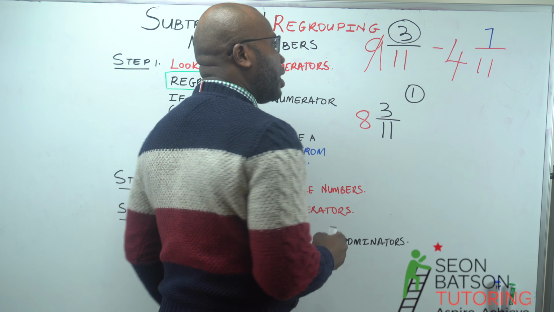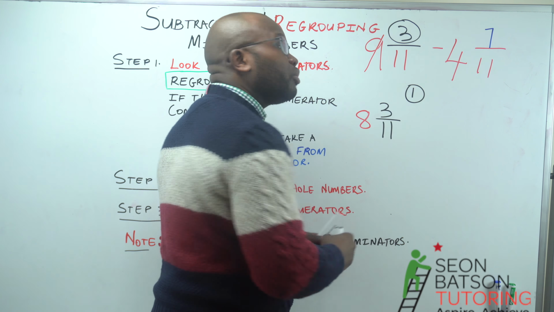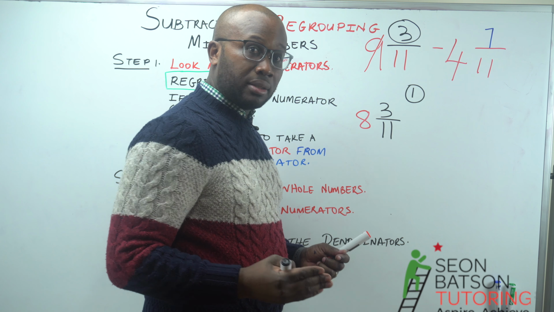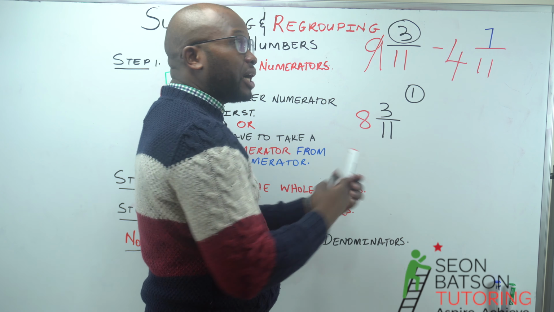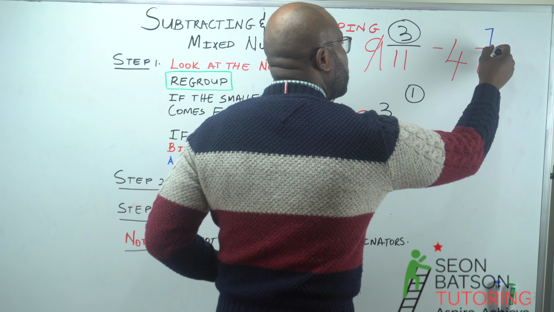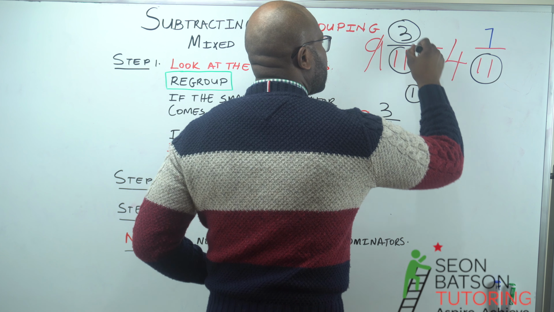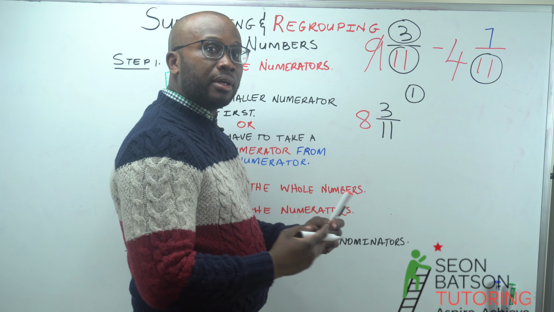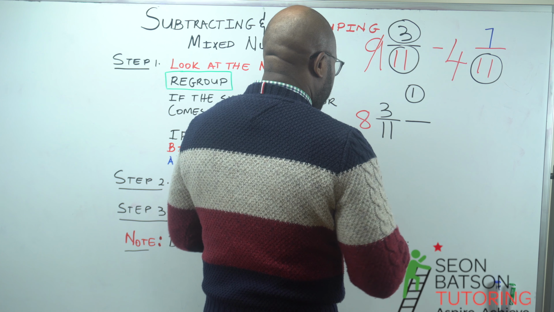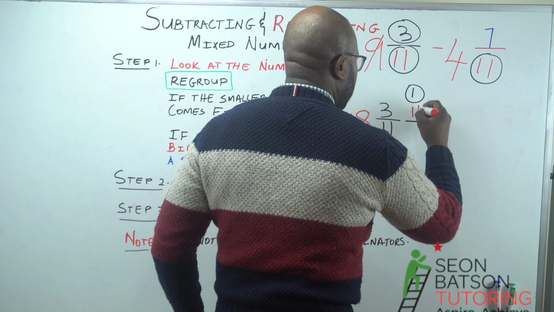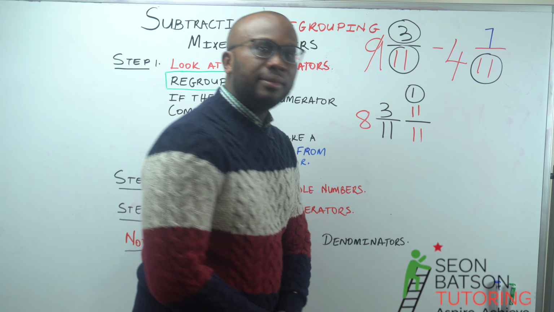Now, to add the 1, we will make the 1 into a fraction. Yes? Or make the whole into a fraction. Question is, what will the fraction look like? Well, we use the denominators to help us. Since the denominator is 11, look right here. The fraction will be 11 over 11.